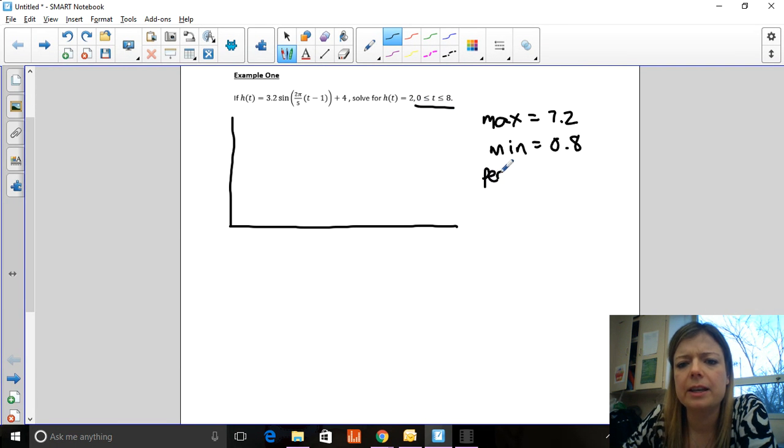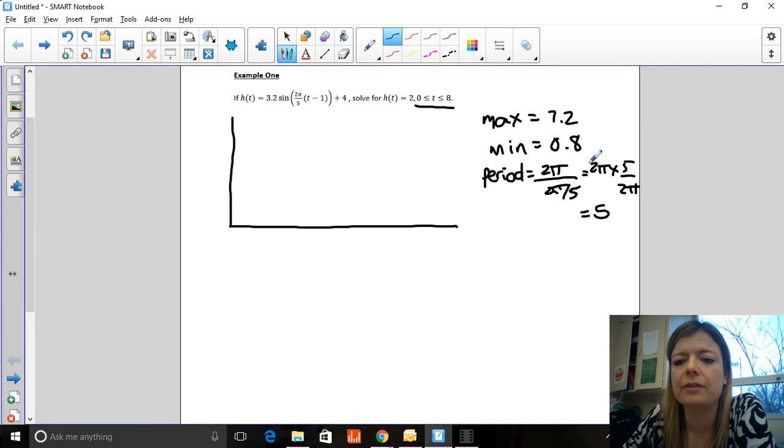My period is 2 pi divided by k. So in this case, 2 pi divided by 2 pi over 5, which is the same thing as 2 pi times 5 over 2 pi. So I just get 5 after these cross out. So I'm just going to go up by ones. 1, 2, 3, 4, 5, 6, 7, 8.